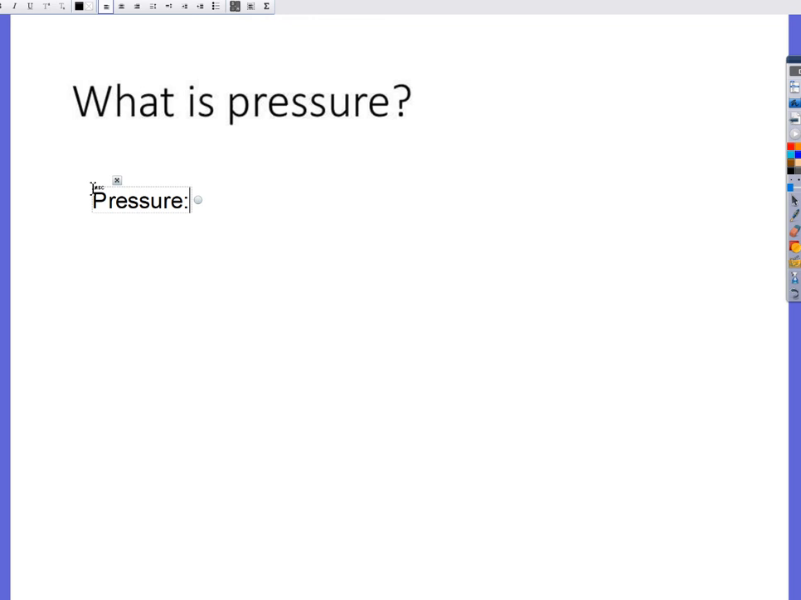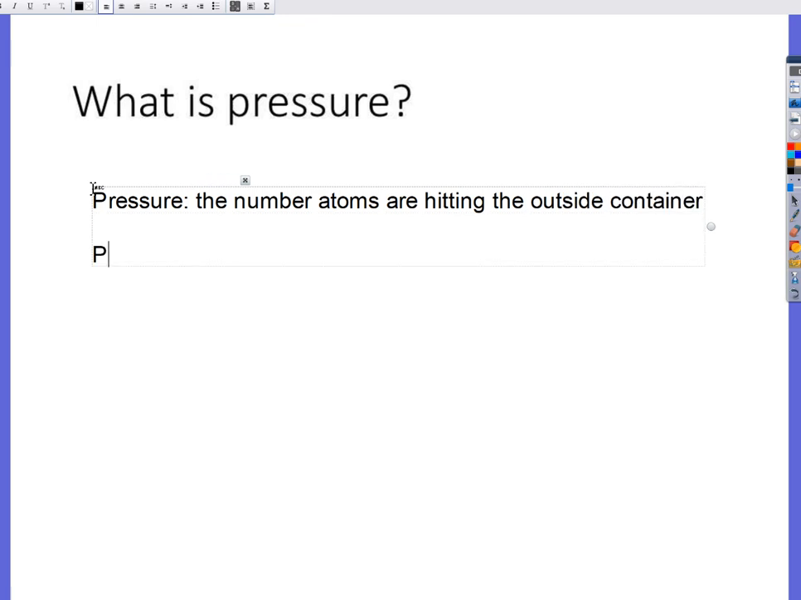And pressure is something we talked about when we talked about gases. Pressure is the number of times particles are bumping into each other or hitting the outside container. So a synonym for pressure would be a force that's pressing on the outside. And your easy way to remember that is pressure sounds like press. It's got that word inside. That's its root word.